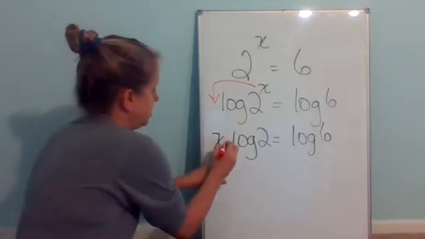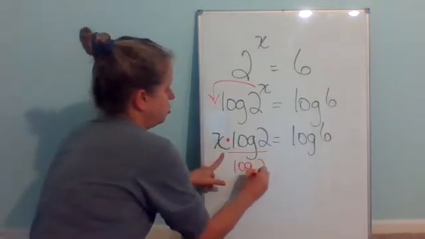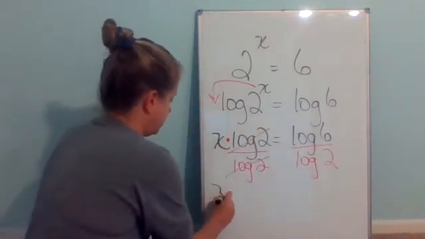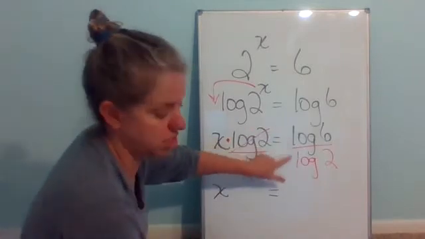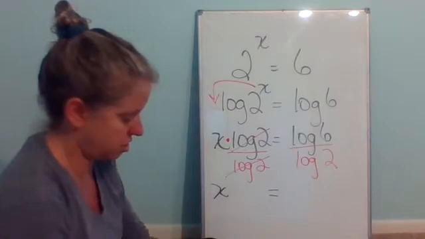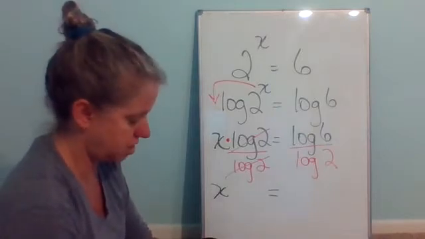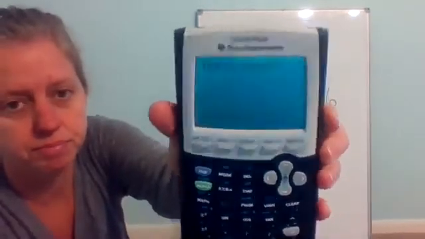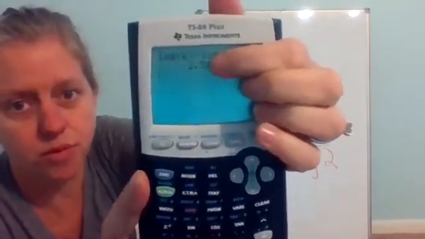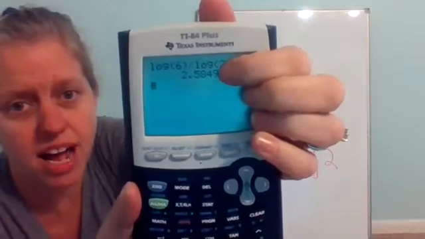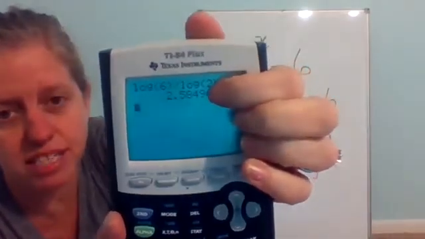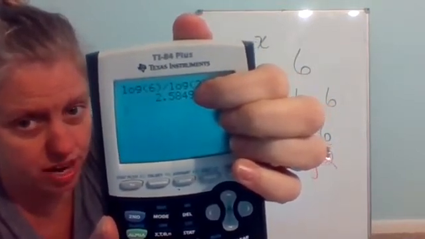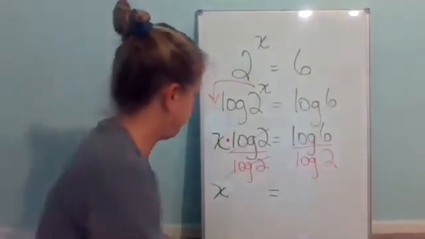Get the x by itself since this is times. I'll just get rid of that log 2 by dividing by log 2. So x equals, do this division. Just do it in your calculator. So log 6, close, divided by log 2, close. So again, enter, round it to 4 decimal places. So 5, 8, 4, 9. After the 9 is a 6, which means the 9 does round up to 10, which means this 49 actually rounds up to 50. So 2.5850.